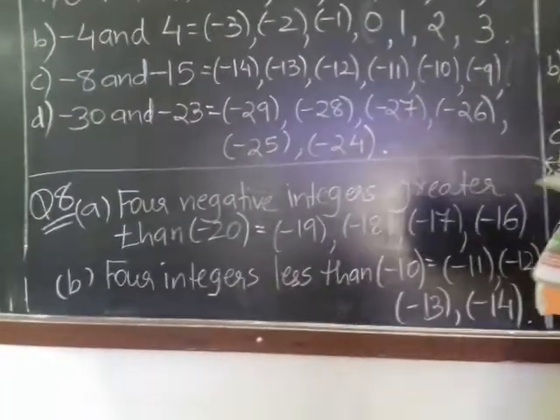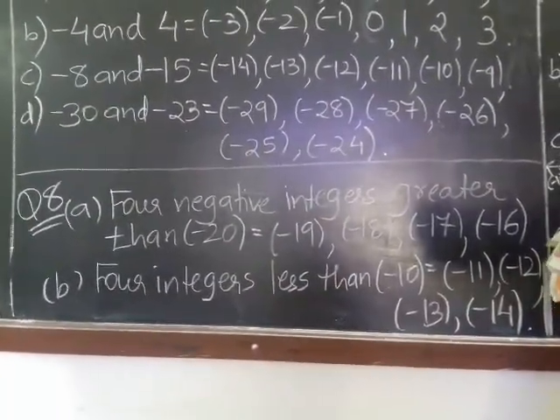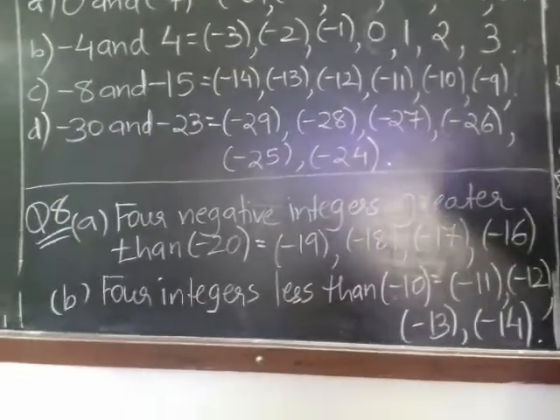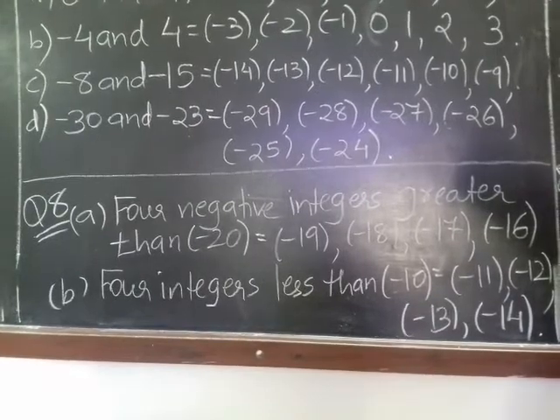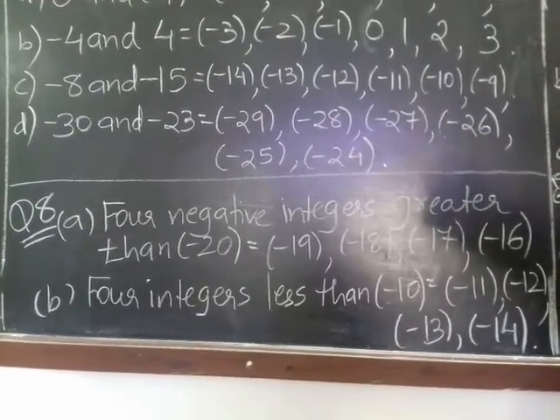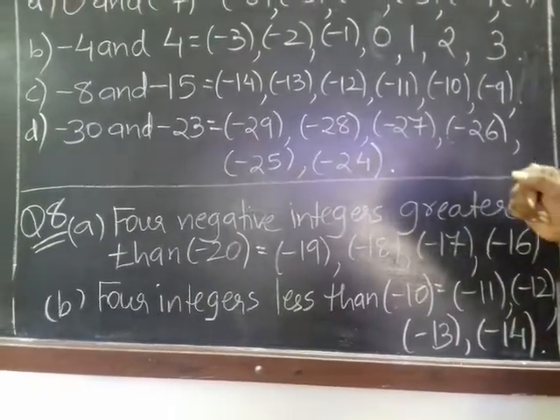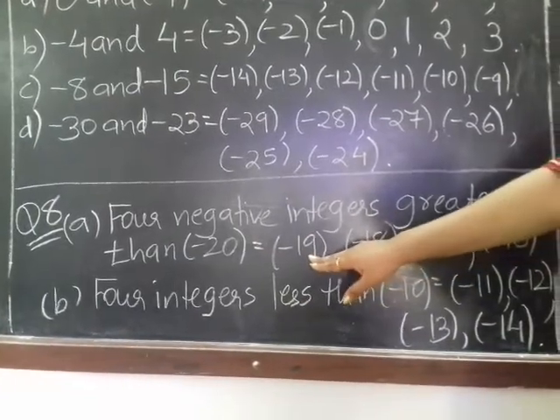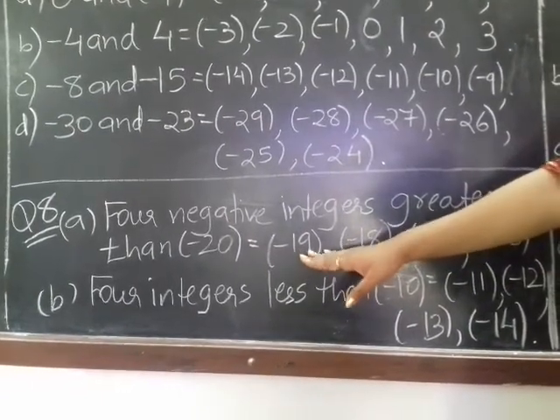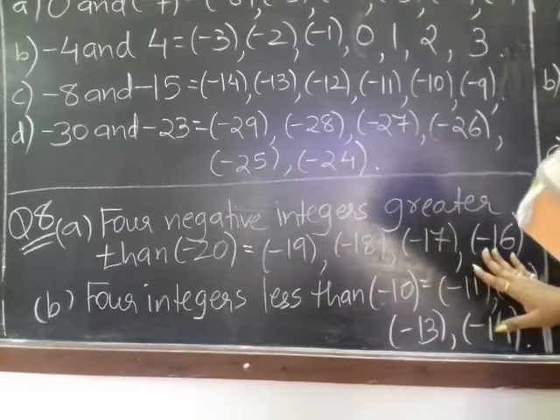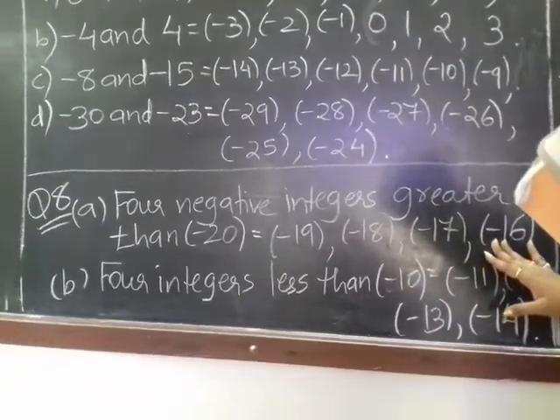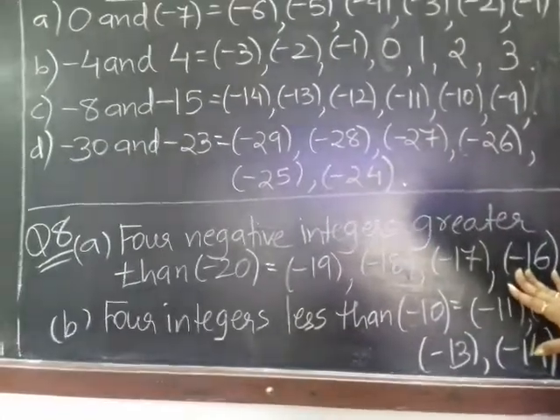Now moving on to question number 8. Point A. Write 4 negative integers greater than minus 20. Which are the numbers that are greater than minus 20? So which are those? After minus 20, the greater numbers will be minus 19, minus 18, minus 17 and minus 16. These are the greater numbers.